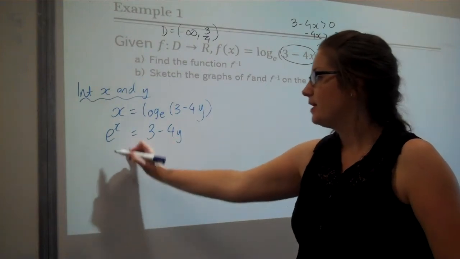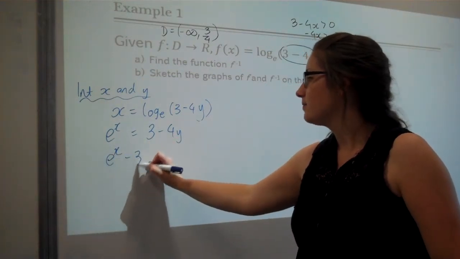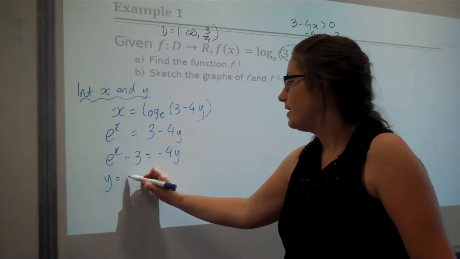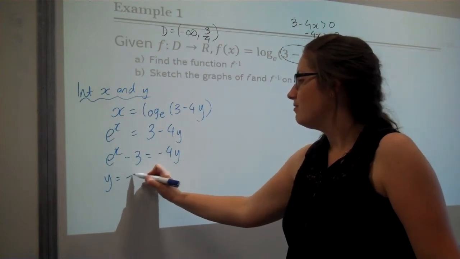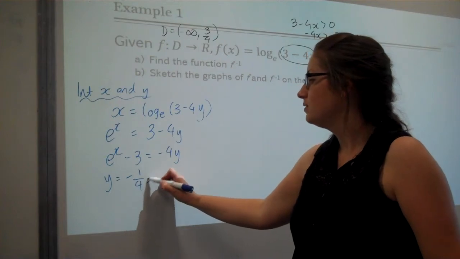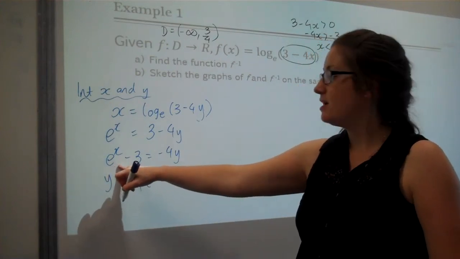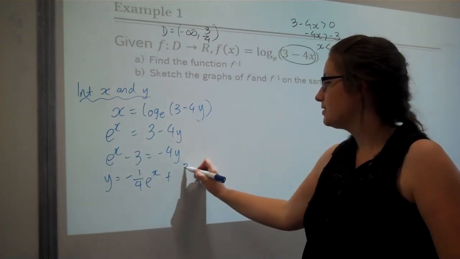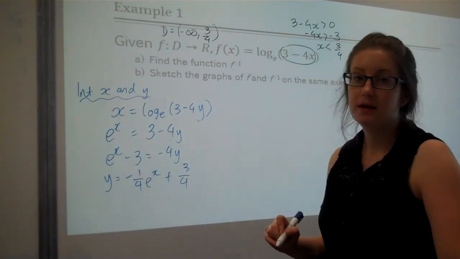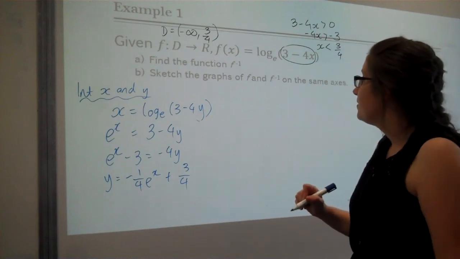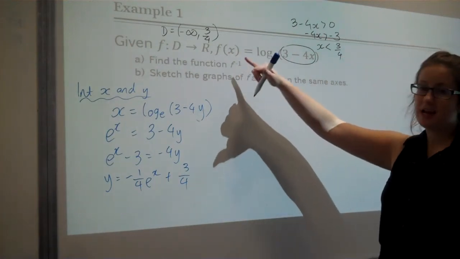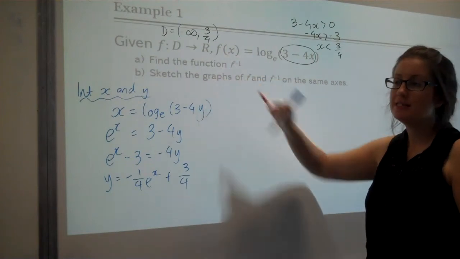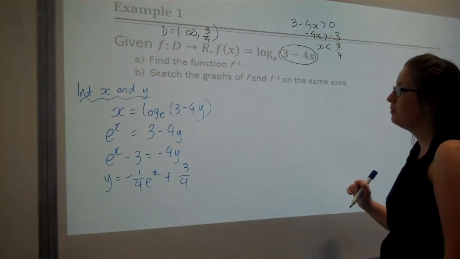I can subtract 3: e to the x minus 3 equals negative 4y, and then I can divide by negative 4. That would give me negative a quarter e to the power of x, and dividing negative 3 by negative 4, I will get plus 3/4. This is almost the answer, but not quite, because I want to find the function f negative 1. When I'm finding a whole function, that means I need to determine the domain as well.